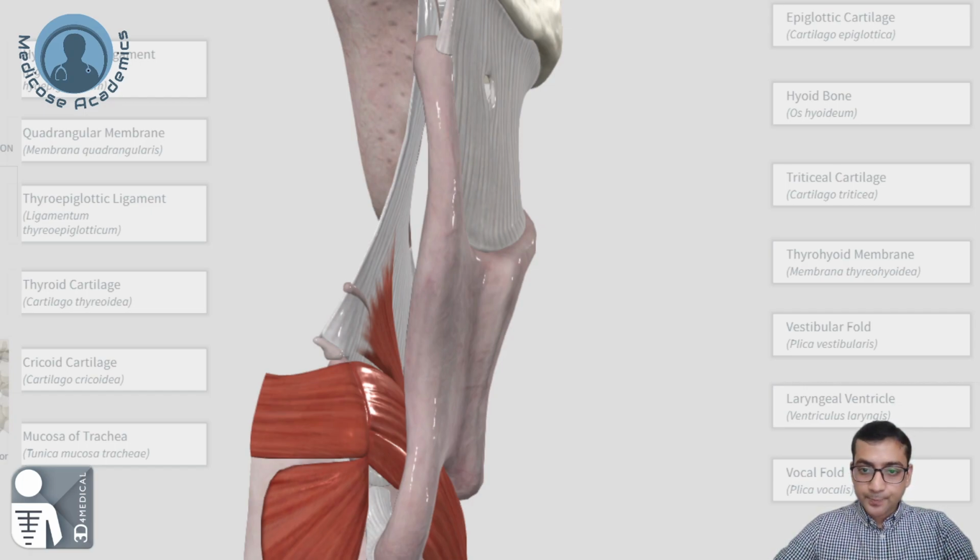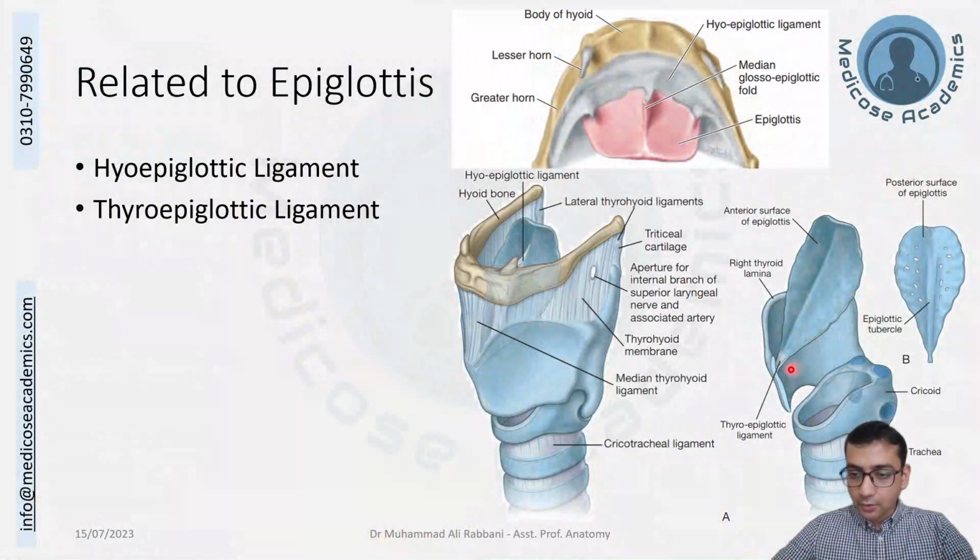Then there is the epiglottis. For the epiglottis, two ligaments are important. We have seen them multiple times in the model now. The ligament that is joining the epiglottis to the thyroid cartilage is known as the thyroepiglottic ligament. And the ligament that is attaching the epiglottis to the anterior surface of the hyoid bone is known as the hyoepiglottic ligament. So these are the ligaments. Let me talk about a structure that is the vallecula.